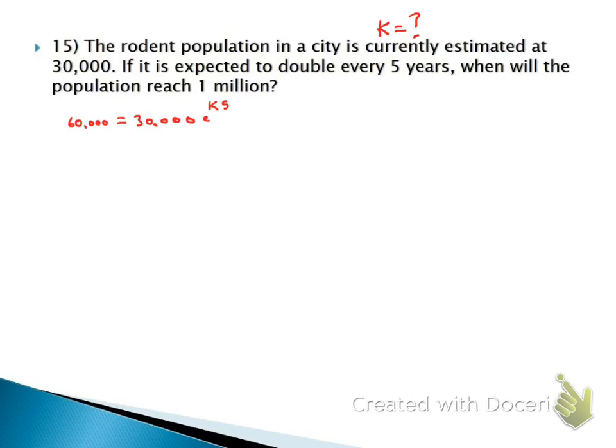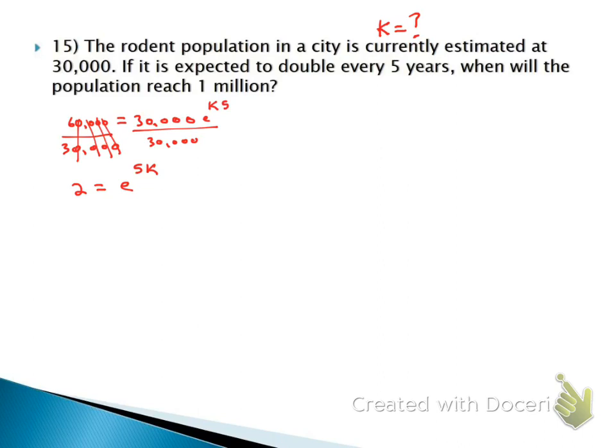Let's divide by 30,000. I think we can do this without a calculator. 6 divided by 3 is 2. So e raised to the 5k, can I call it 5k instead of k times 5? That makes me uncomfortable. Anybody else feel uncomfortable when you put a variable before the number? All right.